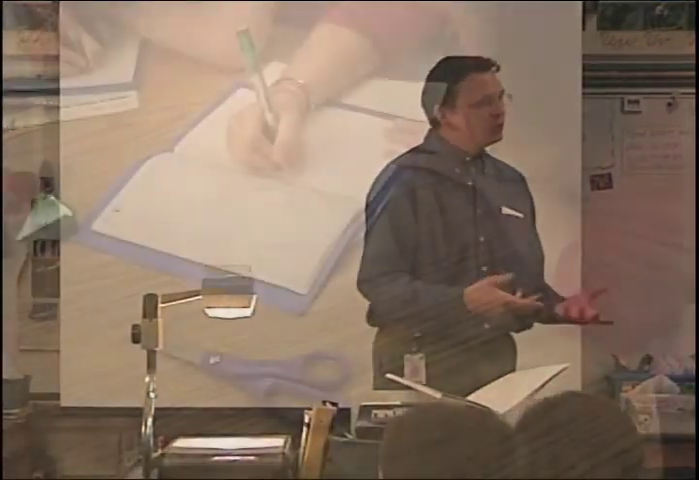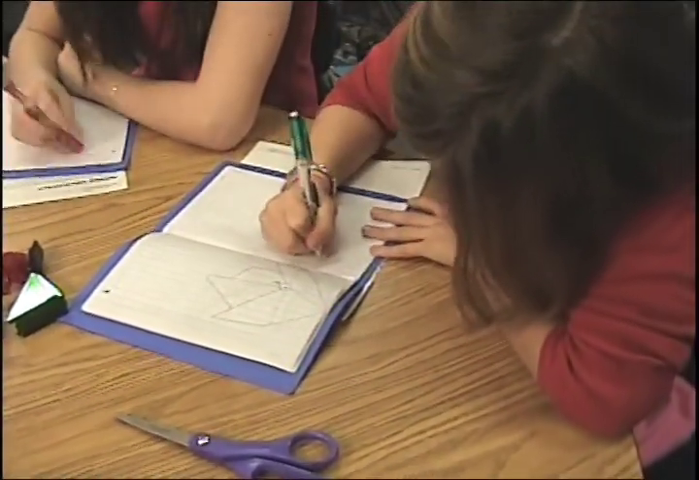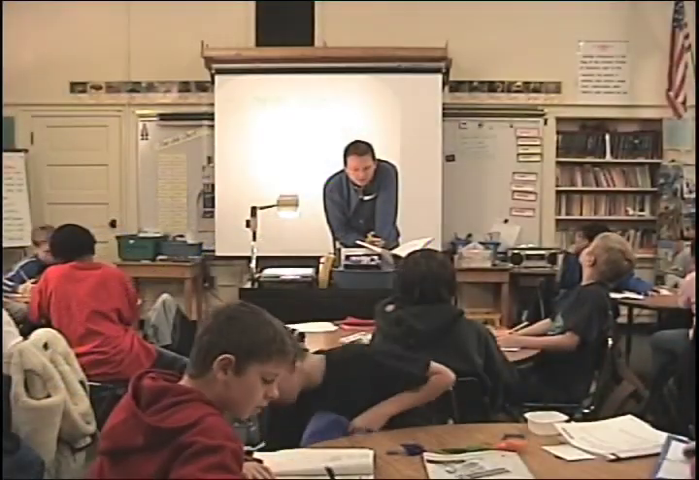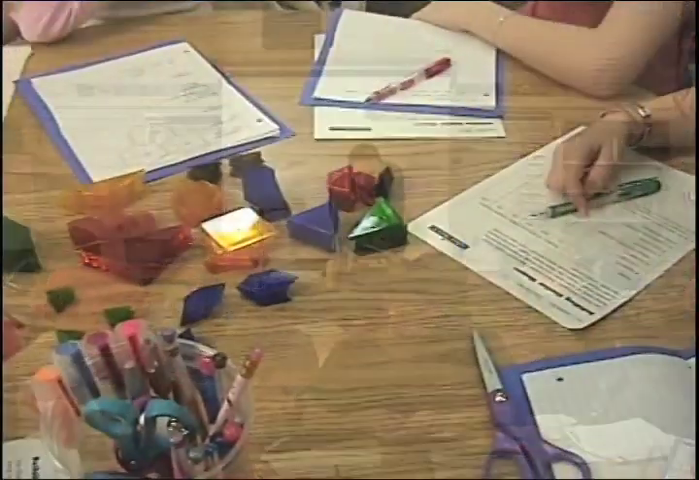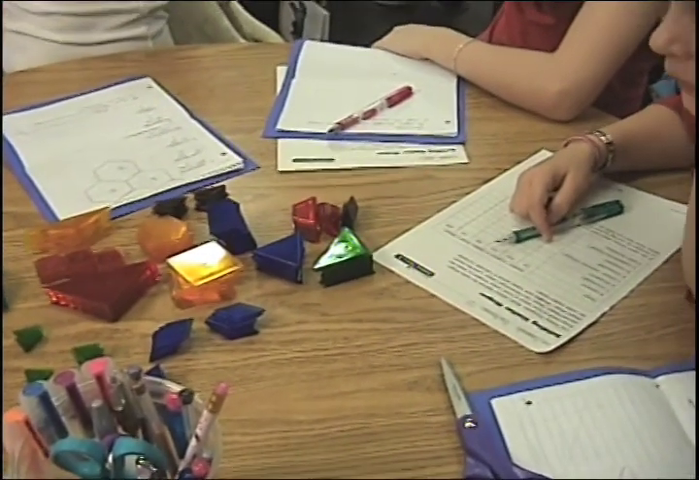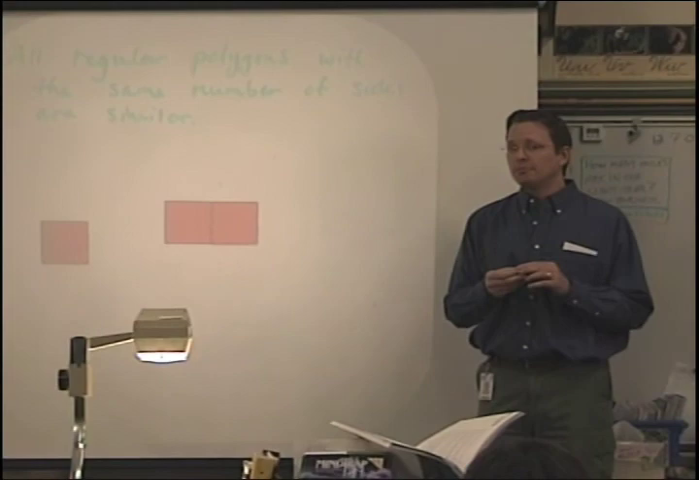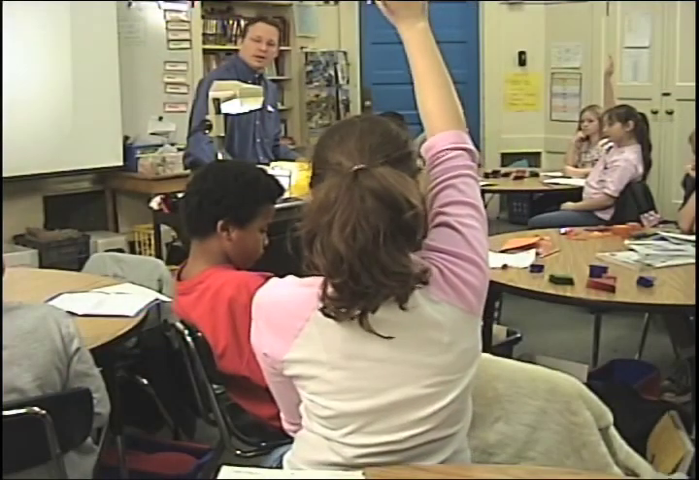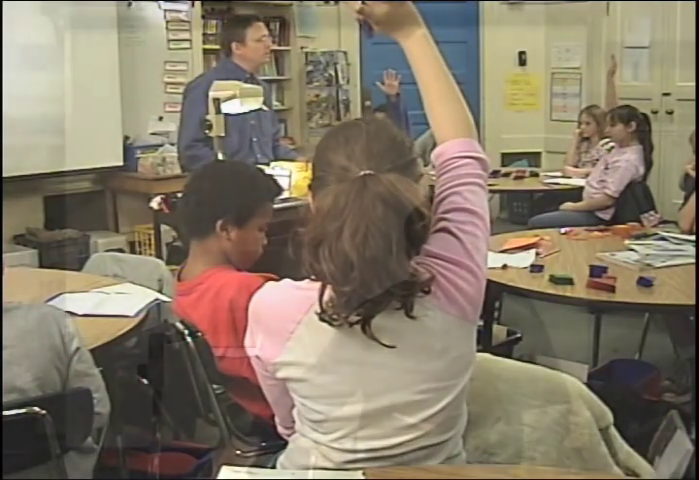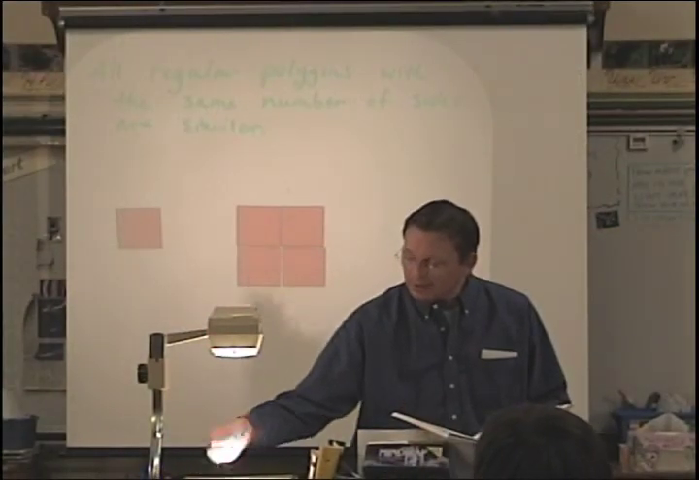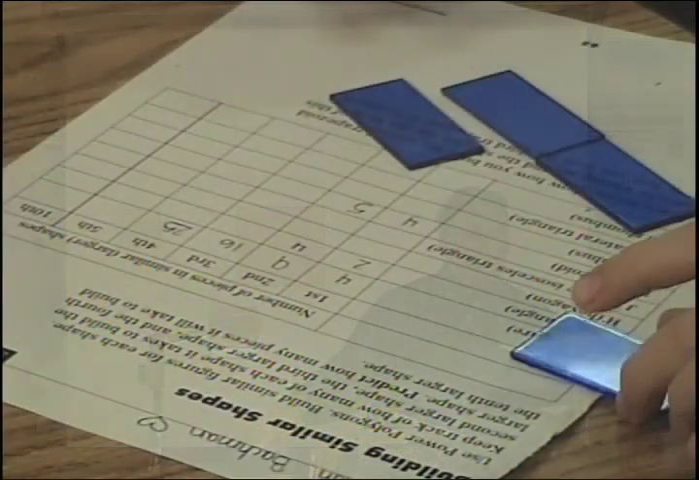I want you to write this rule down in your journal, okay? All regular polygons with the same number of sides are similar. And so we started with a small shape, and then the kids would need to double the length and then double the width in order to compare the area of the first shape to the second shape. And as they did that, they were asked to record the area of the new shape. So we were using geometry to learn about measurement and area.